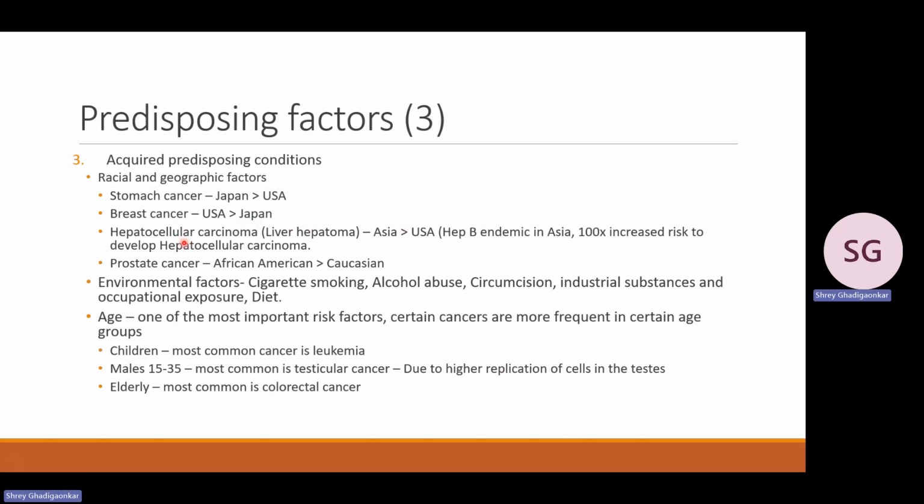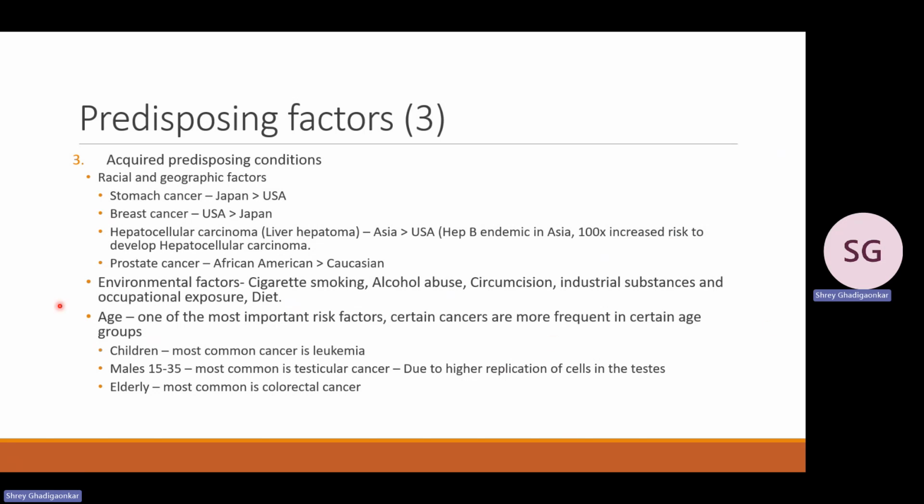You may have hepatocellular carcinoma, and this is more common in Asia. That's mainly because hepatitis B is usually endemic in Asia. One of the complications of hepatitis B is cirrhosis, which eventually leads to development of hepatocellular carcinoma if not treated. We also have prostate cancer, which is more common in African Americans compared to Caucasians.